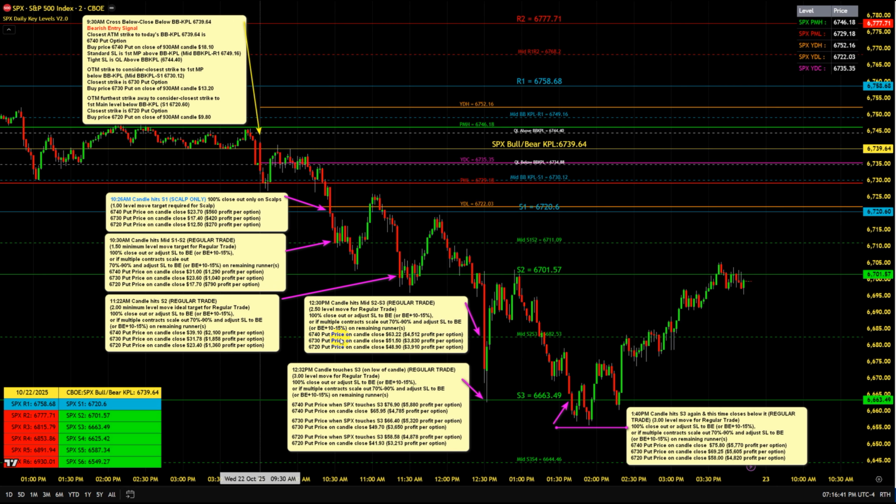The 67.40 put price on this candle close here, as you can see, it did slice right through this, almost went down to S3 with this wick, then backed off a little, but still closed well below S2, S3. So on the candle close, the 67.40 is 63.22. That's a $4,512 profit per option.